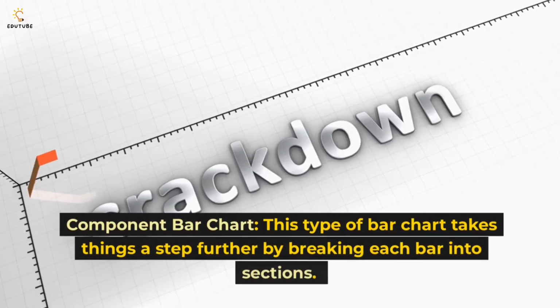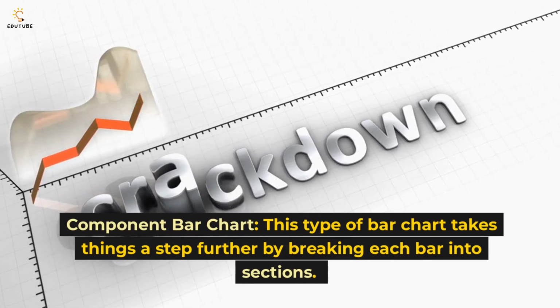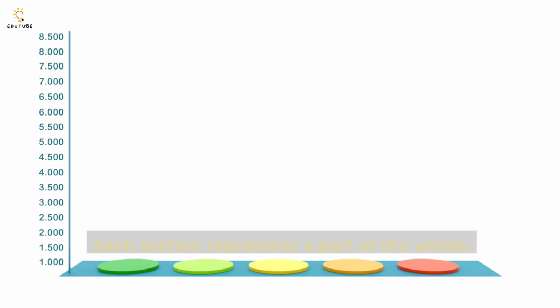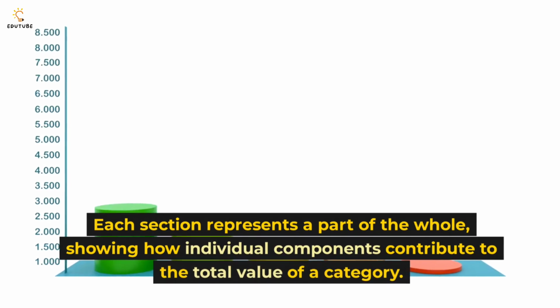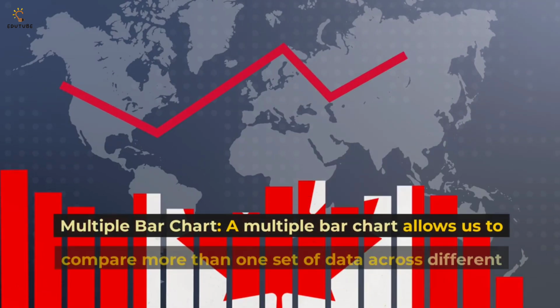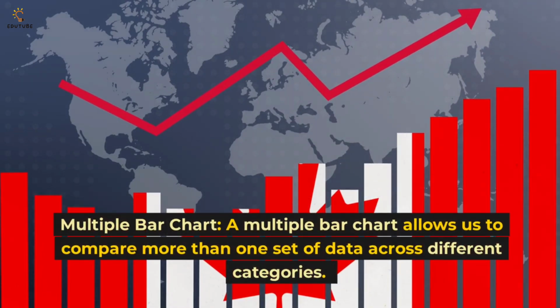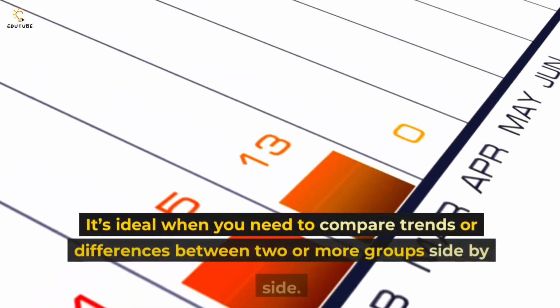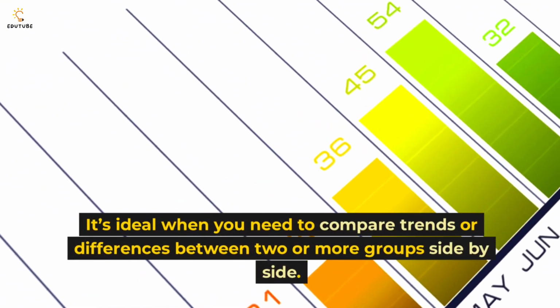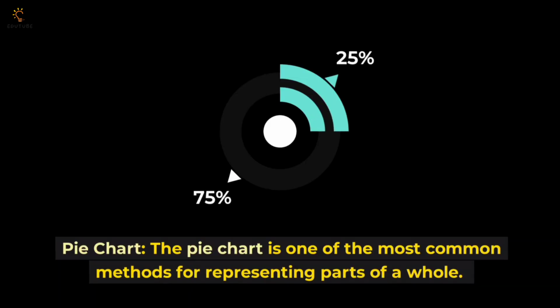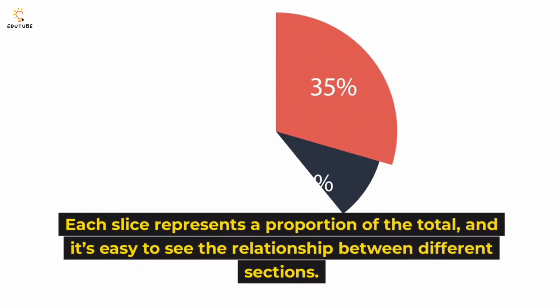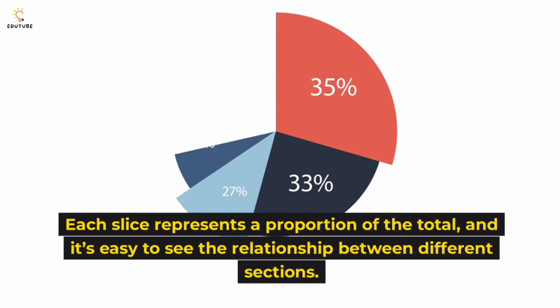Component bar chart. This type of bar chart takes things a step further by breaking each bar into sections. Each section represents a part of the whole, showing how individual components contribute to the total value of a category. Multiple bar chart. A multiple bar chart allows us to compare more than one set of data across different categories. It's ideal when you need to compare trends or differences between two or more groups side by side. Pie chart. The pie chart is one of the most common methods for representing parts of a whole. Each slice represents a proportion of the total, and it's easy to see the relationship between different sections.